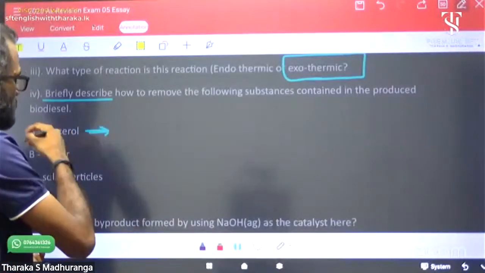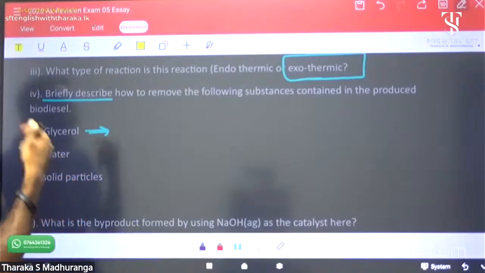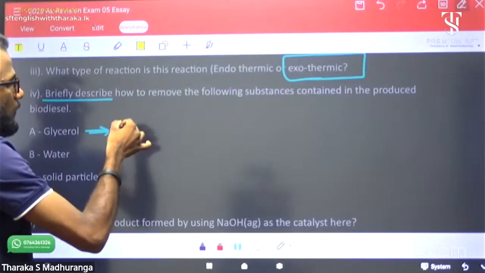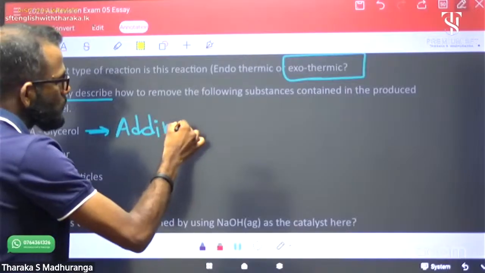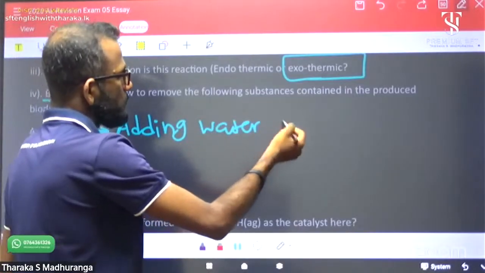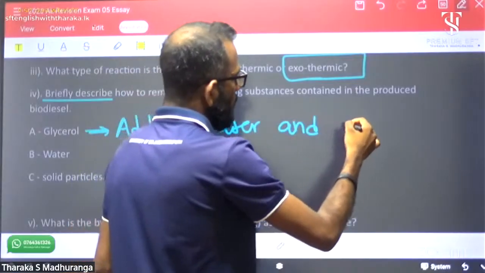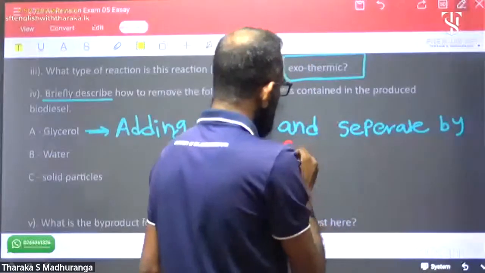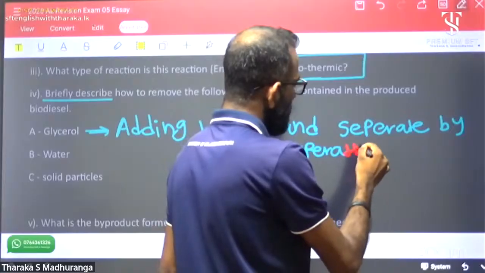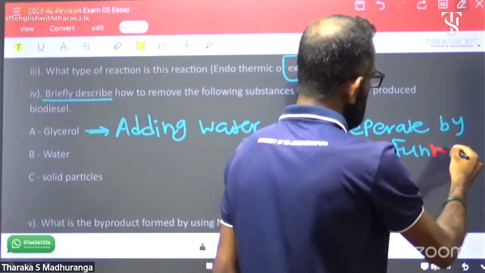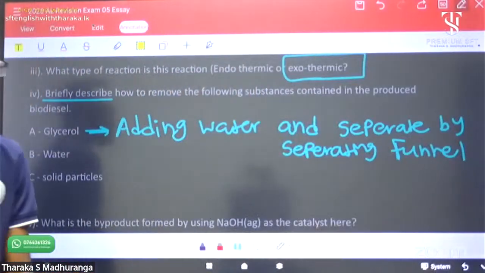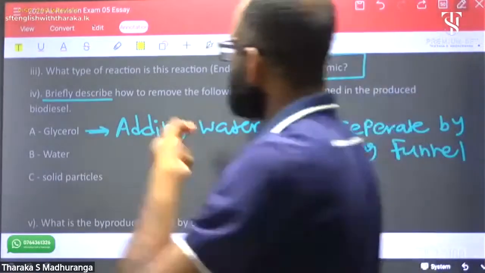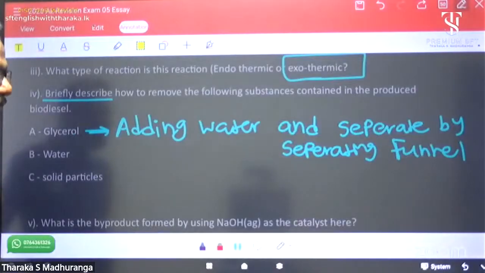Glycerol, what's the method? We can say adding water and separating by separating funnel. Separating funnel, that we call a Buckner funnel. It's a permeable funnel that we can use to separate.